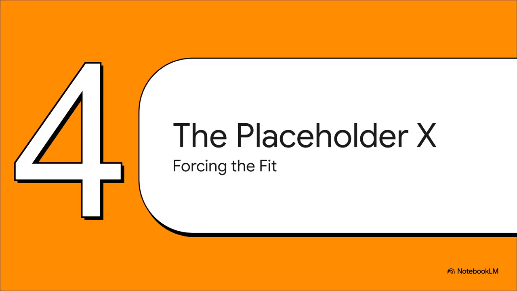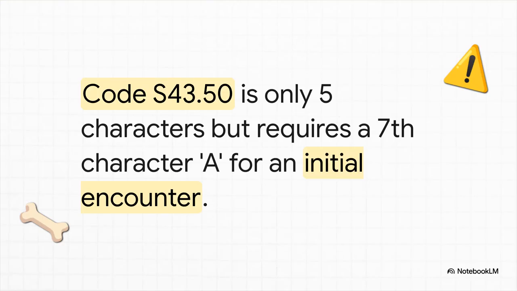Section 4. The mysterious placeholder X, forcing the fit. Now, this strict rule creates a pretty unique structural problem. What happens if you only have enough clinical info for a 5-character code, but the rules absolutely demand a 7th character? How do you force that fit? Let's look at a concrete, real-world example from the source material. Take code S43.50, which is a sprain of an unspecified acromioclavicular joint. That's exactly 5 characters long.